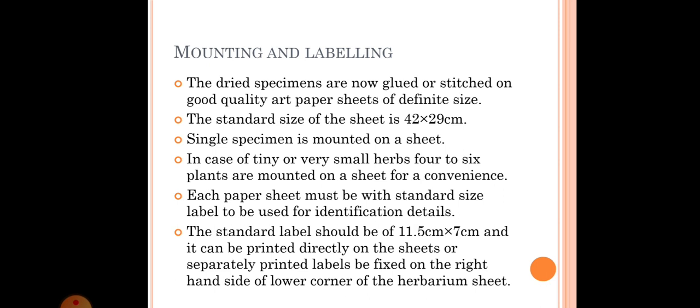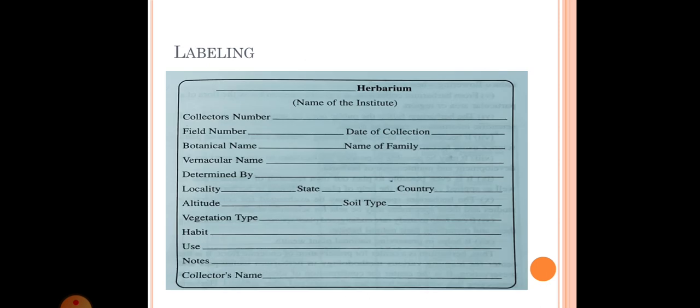Each paper sheet must have a standard size label to be used for identification details. The standard label should be 11.5 centimeter into 7 centimeter, and it can be printed directly on the sheet or separately printed. Labels are fixed on the right hand side of the lower corner of the herbarium sheet. So, this type of labeling must be there.